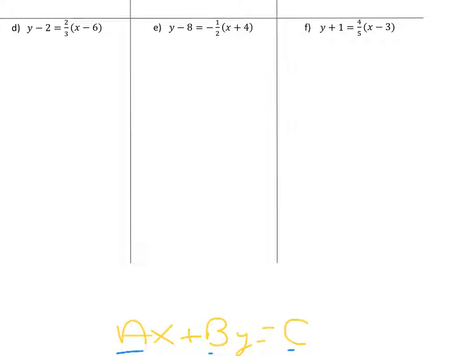To get you started on the first one, I need to get rid of that fraction first. I would multiply everything there by the denominator of 3. Please take a moment to pause the video and try those 3 on your own.